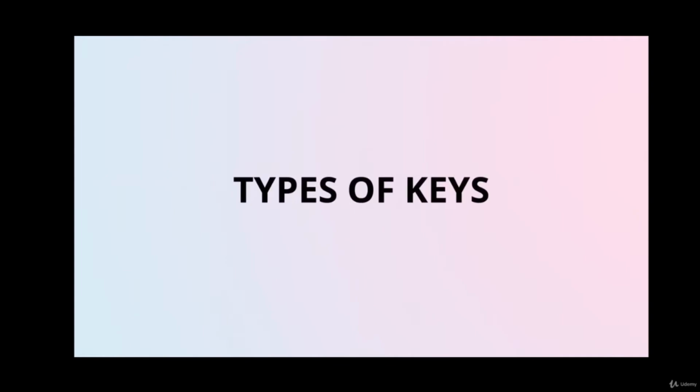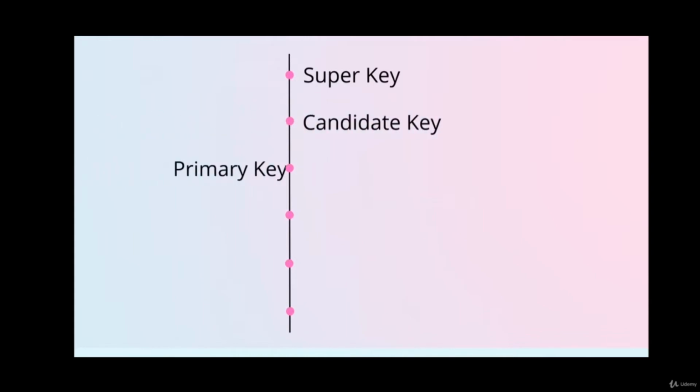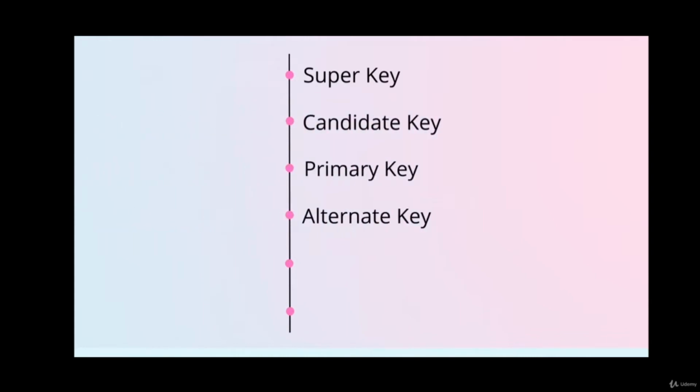There are 6 types of keys in SQL. First is the super key, candidate key, primary key, alternate key, foreign key, and composite key. Let's study each of them in detail.